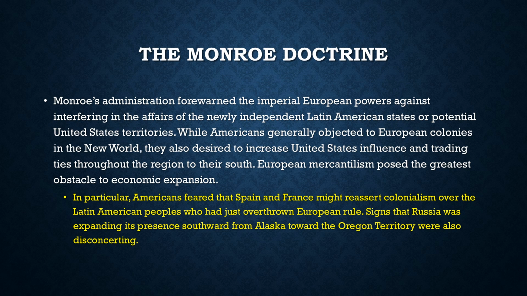It says, in particular, Americans feared that Spain and France might reassert colonialism over Latin America, who had just overthrown European rule. Signs that Russia was expanding its presence southward from Alaska toward the Oregon Territory were also disconcerting. And so, with all this potential colonial movement, the United States feels the need to forward this doctrine and to let the world know, you stay out of here, we'll stay out of there. All right, let's move on.